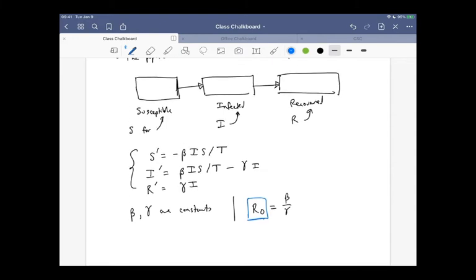The R naught is defined as these two numbers, beta and gamma. Gamma is basically 1 over the recovery time. For example, if it takes you 2 days to recover from an illness, or sorry, 2 days during which you're infectious, then gamma would be 1/2 if your time unit is in days, and it'd be 1/14 if your time unit is in weeks.